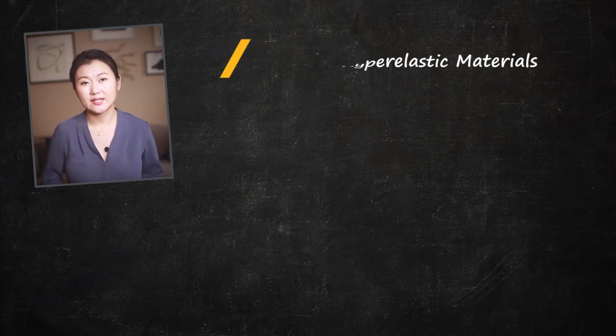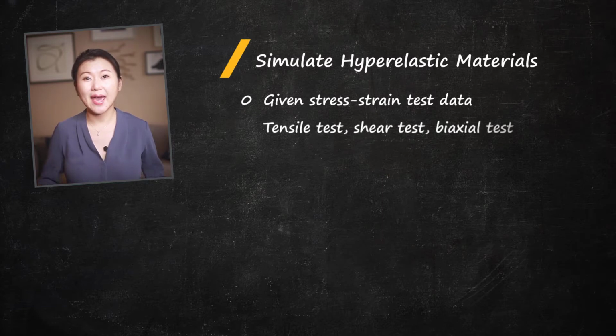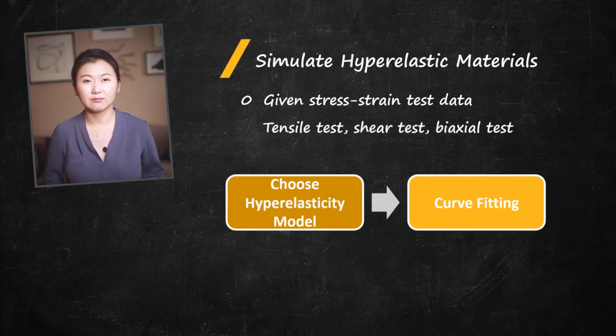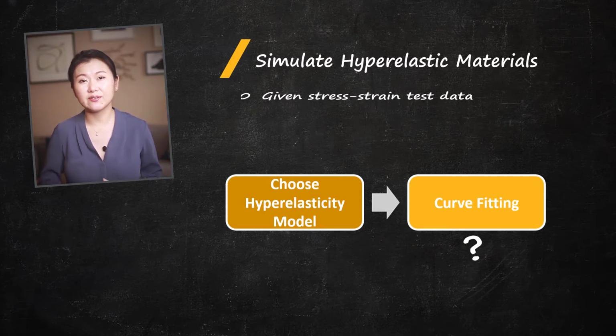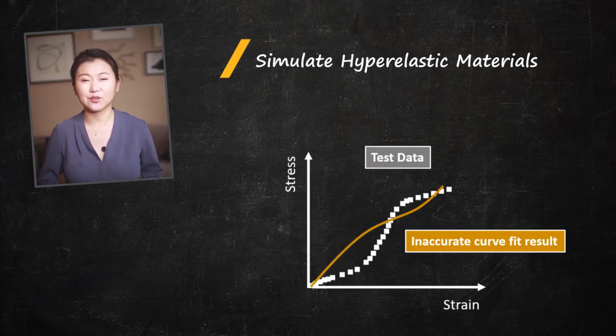In simulating hyperelastic materials, engineers are usually given stress-strain data from experiments, for example, from tensile test, shear test, biaxial test, etc. With this data, one can choose an appropriate strain energy density function to do curve fitting. However, a question arises at this point. Can all experiment data be curve-fitted to a hyperelasticity model in an exact manner? Unfortunately, the answer is no. Although varieties of hyperelasticity models have been developed, it might happen that the data you are given might not fit any of them to sufficient accuracy.